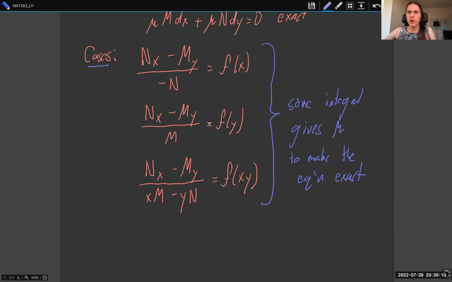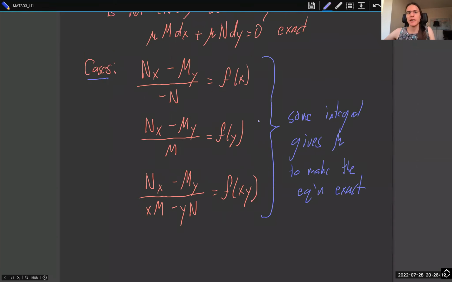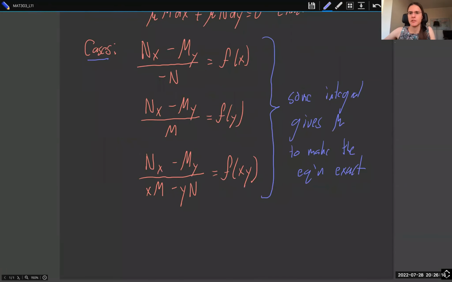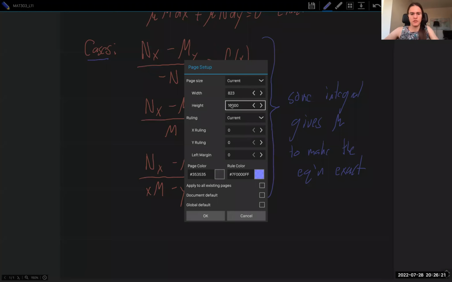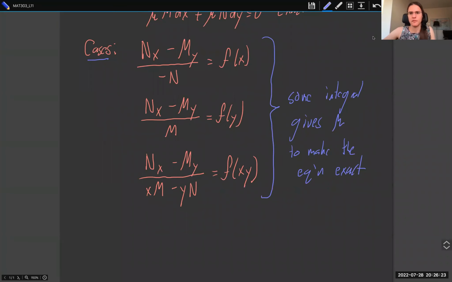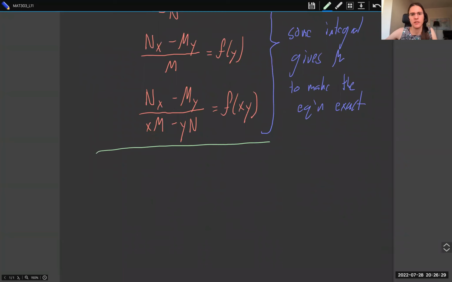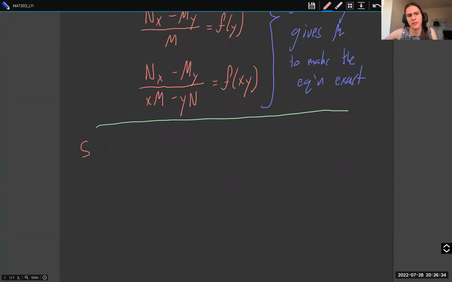And then when you have the integrating factor, you're not done yet. When you have the integrating factor, you have an exact equation, then you solve the exact equation. And so that covers the first order theory. Then we talked about second order theory.